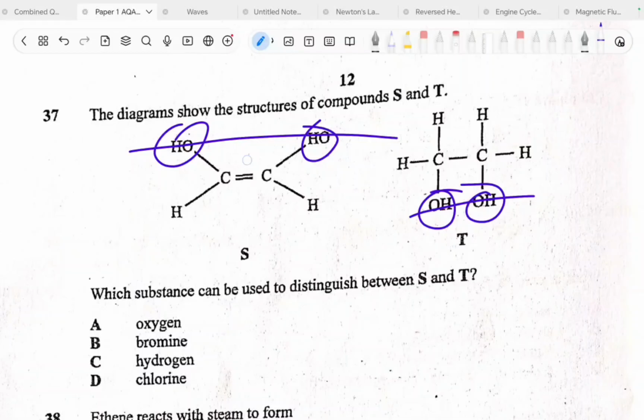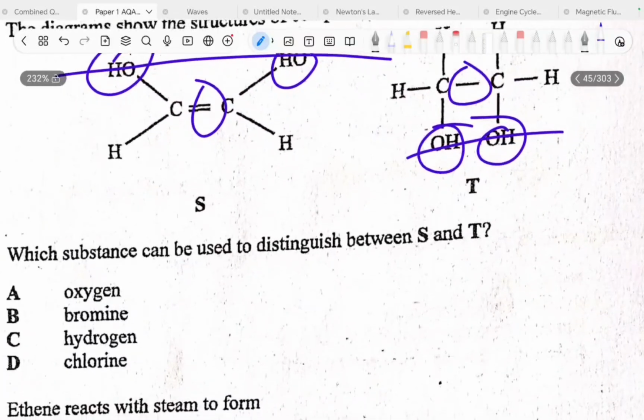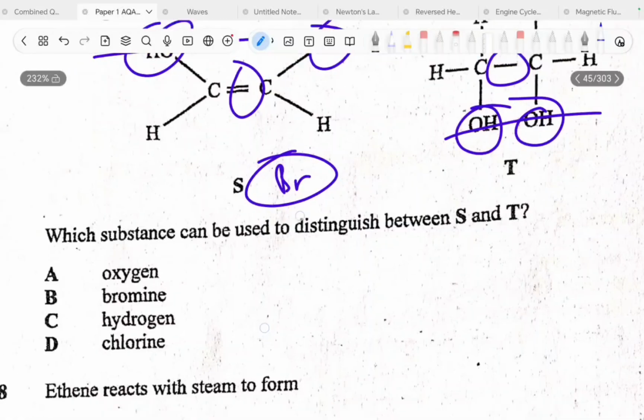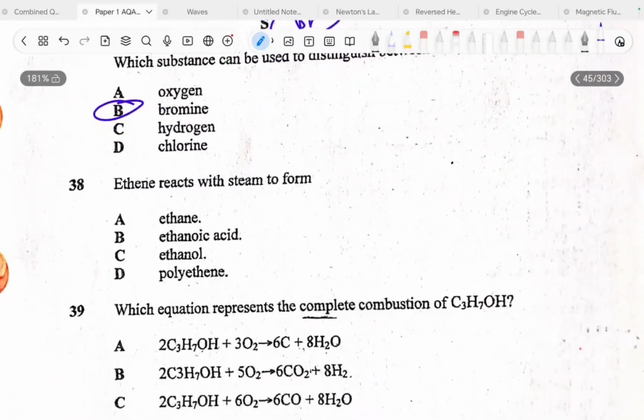But if you look, we have a double bond here and a single bond here, meaning we can test for single bond and double bond. What do you use to test for a double bond? It's bromine water. For an alkene, if the alkene is present, it decolorizes bromine water. So looking at the answers, B is the answer.